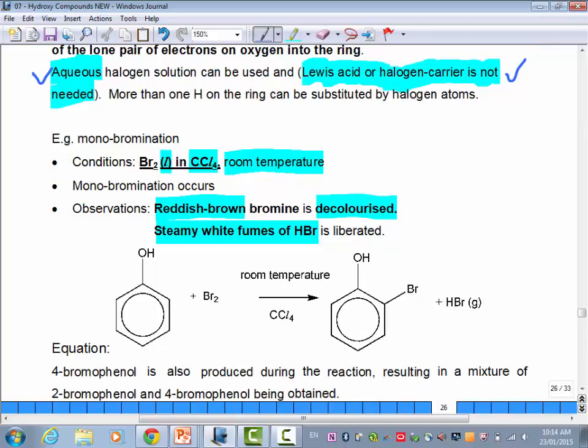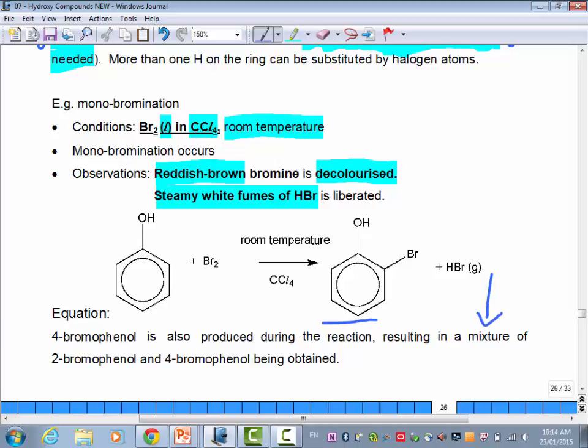So this is what happens. You get 2-bromophenol and 4-bromophenol. Same thing, a mixture of products is obtained. This part here is important because sometimes in a distinguishing test, especially when you are asked to give the observation, the observation is that your reddish brown bromine is decolorized. Why reddish brown? Because bromine is dissolved in organic solvent. This part you have learned under alkene. And at the same time, because you have HBr, you are going to see steamy white fumes.